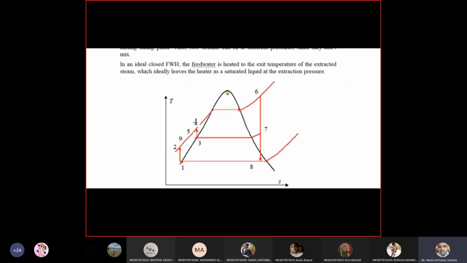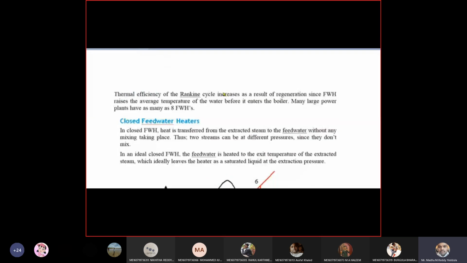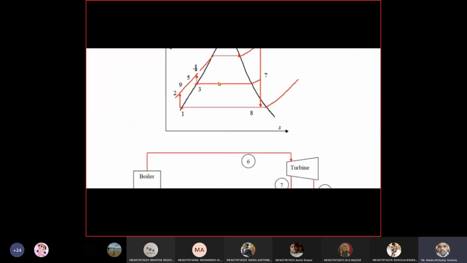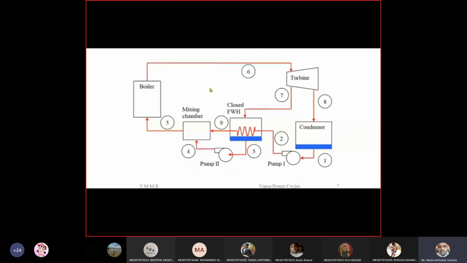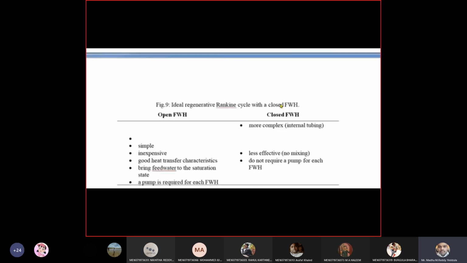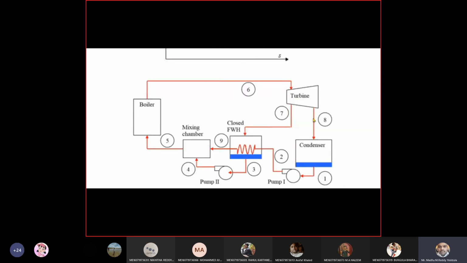So in open type, there is a direct mixing of water and steam taking place. But here that problem is eliminated. Here it is a closed or indirect feed water heater. Same thing here also: after expanding the steam partially, we are trapping the steam from the turbine. Let us assume y kg is trapped here. So 1 kg is expanded from 6 to 7, and if you trap y kg, 1 minus y kg is expanded from 7 to 8.